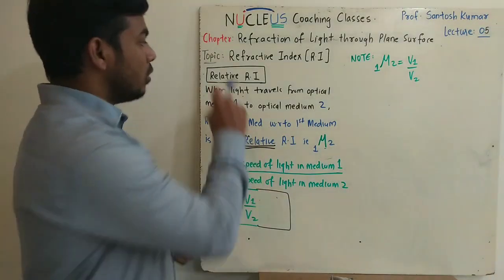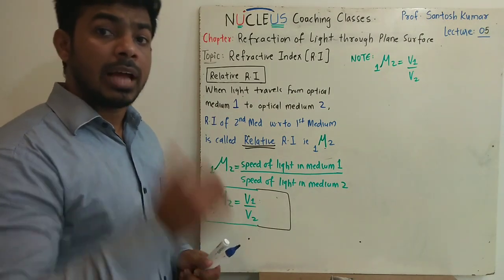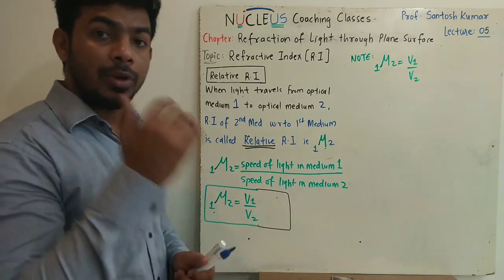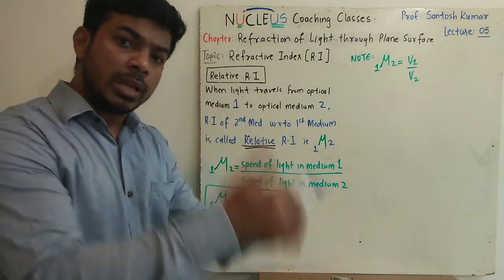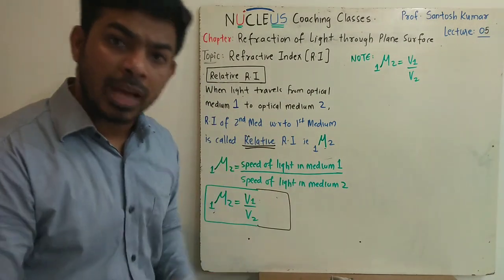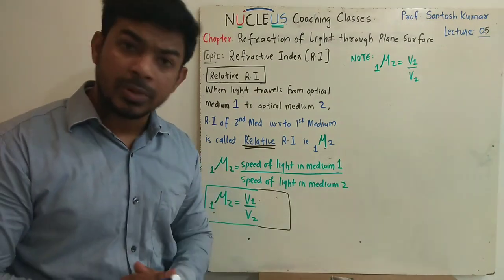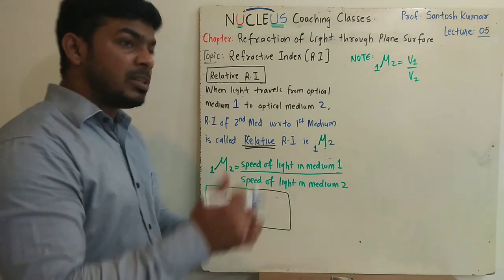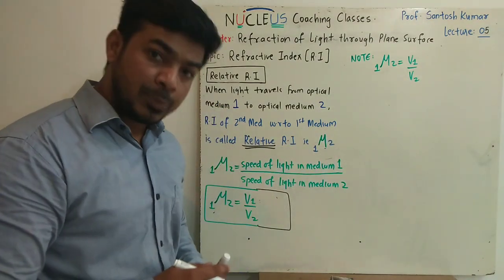Now we will talk about relative refractive index. In the previous section we studied absolute refractive index, where a ray was traveling from vacuum to a medium: vacuum to glass, vacuum to water, vacuum to diamond. But light can travel from any optical medium to any other optical medium. So whenever light travels from vacuum to an optical medium, that refractive index is absolute.